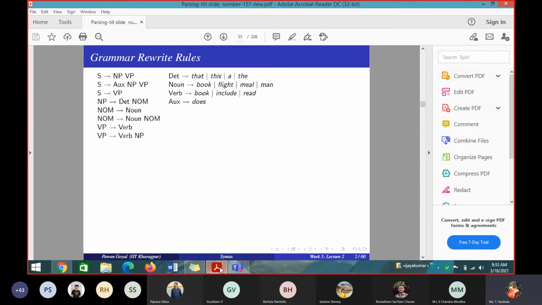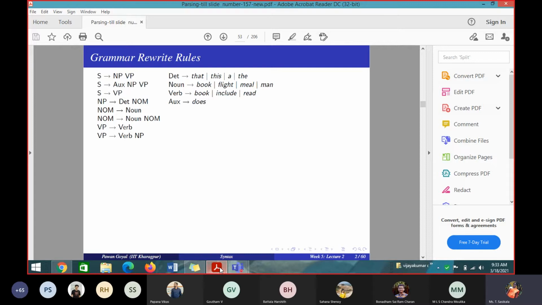Okay. Can you tell me, words are also called what in terms of grammar? G is equal to T N S R. What do the words represent? Terminals. Good. So only with the grammatical rules we cannot derive a sentence.